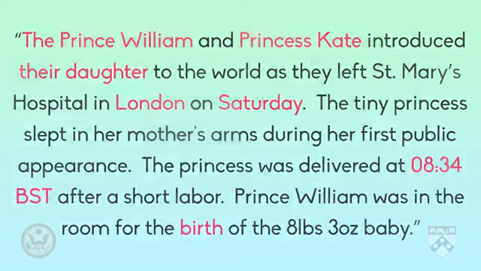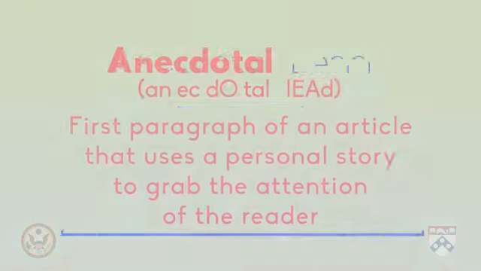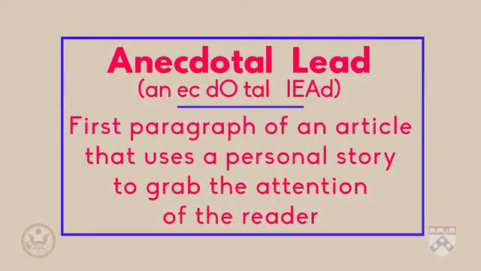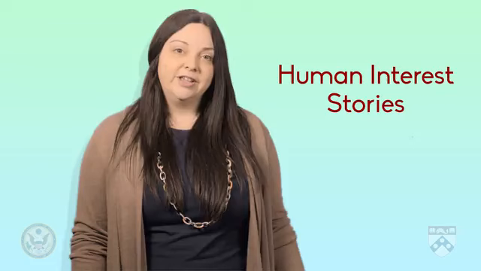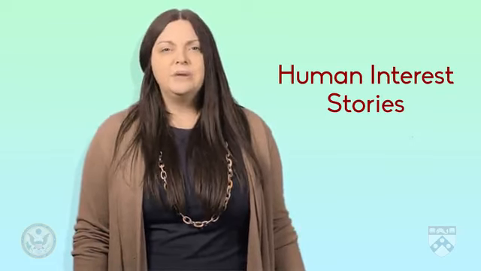The second type of lead is the anecdotal lead. An anecdote is a personal story. Therefore, an anecdotal lead grabs the attention of the reader or makes the reader interested in reading more by introducing a personal story of someone involved in an event. This type of lead is often used in human interest stories, but not as often in a news story. These types of leads attempt to make the reader emotional about an issue.